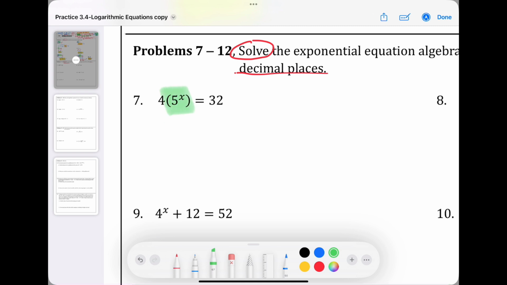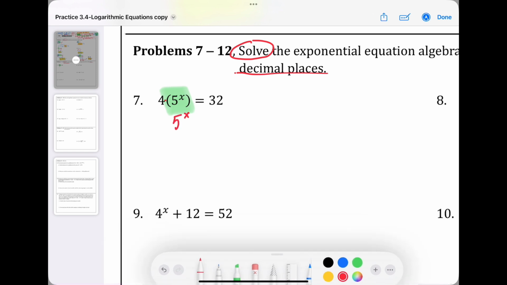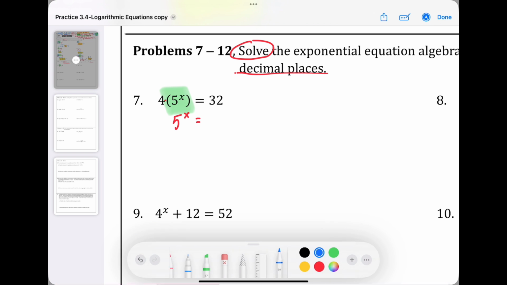So let's go. Step 1, activate your ego. Is my trouble by itself yet? No. So therefore, you're going to isolate the trouble by itself. So 4 times 5 to the x power, times 4, the opposite will be divide. So step 1, I'm going to divide both sides by 4. So 32 divided by 4 will be 8. Okay, that's a beautiful 8.